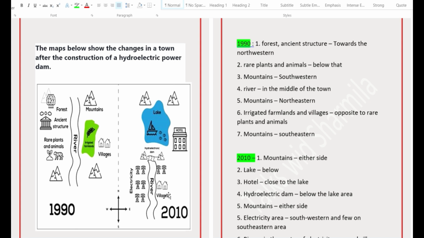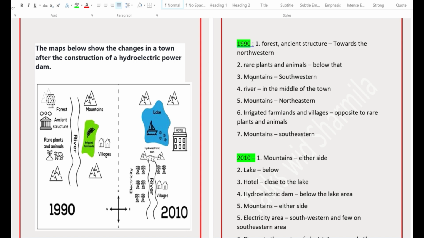As I said, slowly and clearly. So first, what is it that you have to do? Study the picture, like we have done. And this is the same strategy you shall be following in all your map questions. So we have made clear notes here. It is 1990. There are the forest and the ancient structure towards the northwestern side. You can see the compass here, and try to use this compass in your sample answers to enhance your lexical resource. Coming to the next part, it is the rare plants and animals which are just below that.